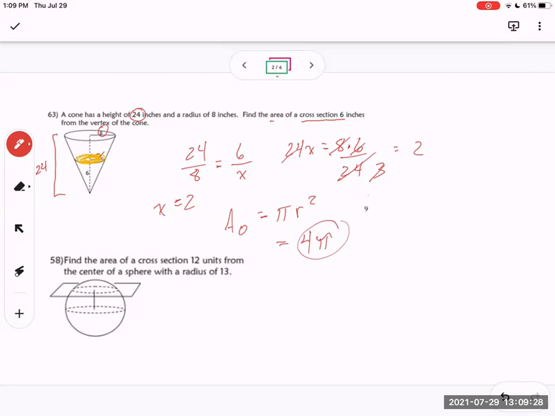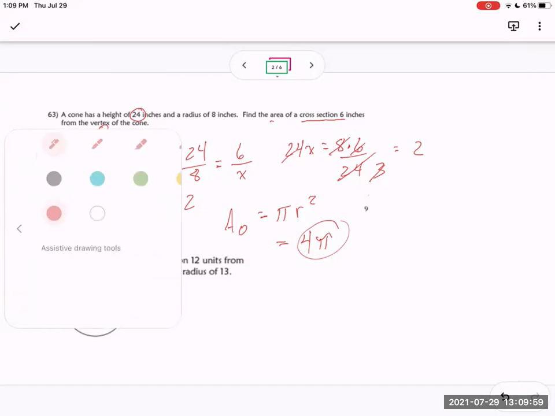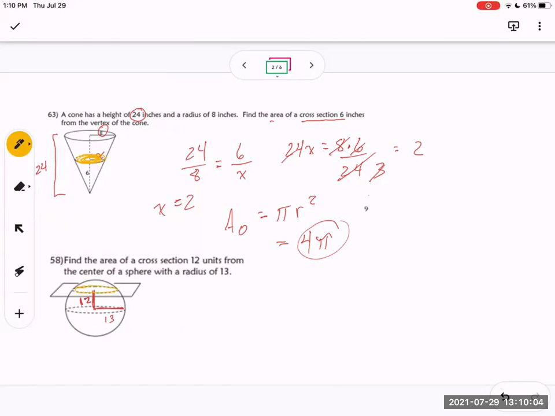All right, the next question, 58, says, find the area of a cross section 12 units from the center of a sphere with a radius of 13. So this sphere has radius 13. So that distance is 13. And they say that it's 12 units from the center. So this distance here is 12. Find the area of a cross section 12 units from the center. Okay, so they want us to find this area, the area of this right here. That's what they want us to find.